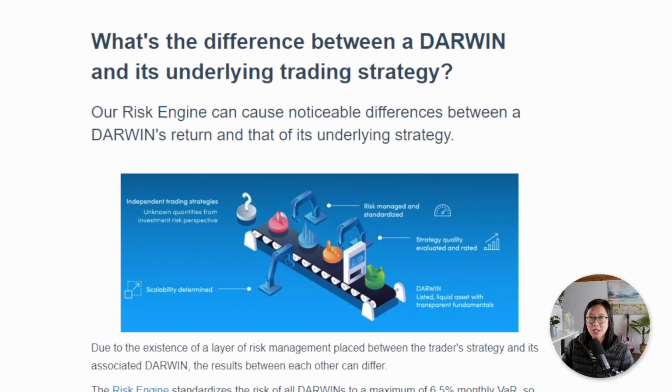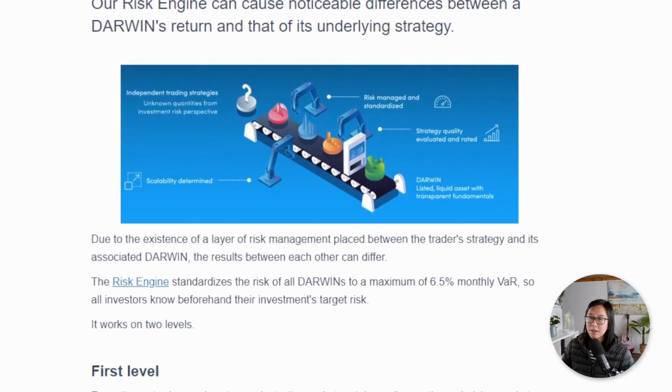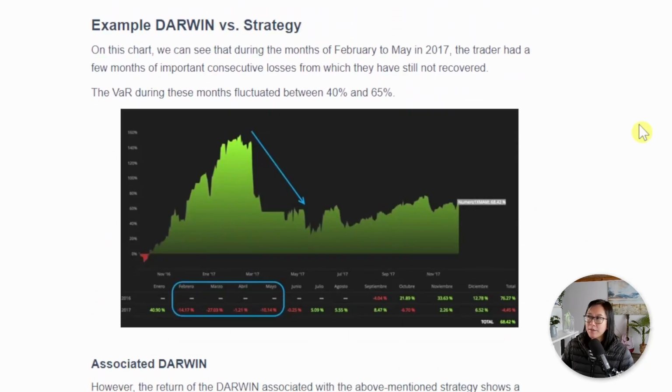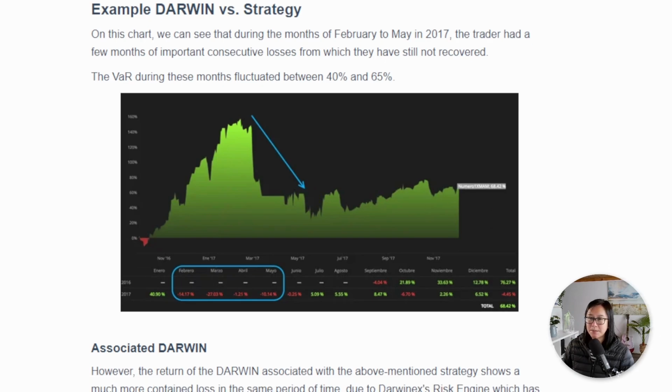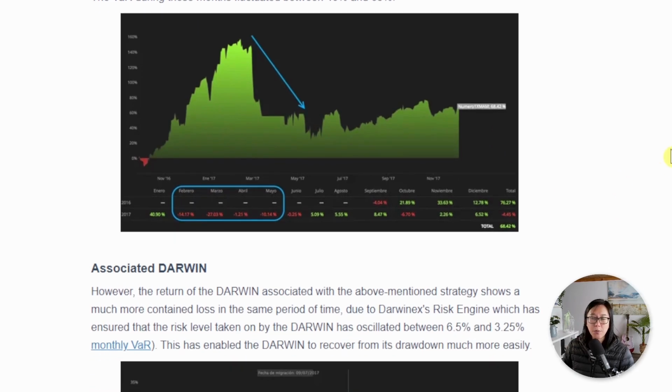Another important aspect of the Darwinex system is the risk engine, which is there to protect investors from silly mistakes that traders might make. For example, I'm going to scroll down here. So let's say I have an account which looks like this. I make fantastic returns initially, but I have a massive drawdown later on because I am trading an aggressive system. The risk engine will protect investors.